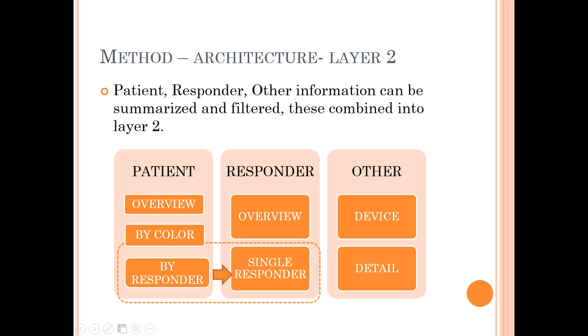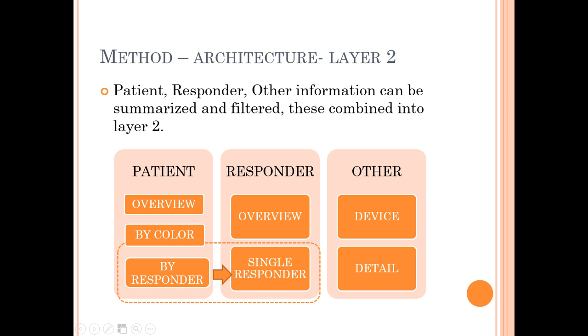Now let's look at layer 2. Layer 2 is classified by the way we can check the data. For example, for patient, we can look at the overview information, which summarizes all the patient's information, and we can also look at the patients by color, which will filter the information by color. And also we can look at the patient's information by responder. Since we also have a responder part, I combine this part into the responder part.